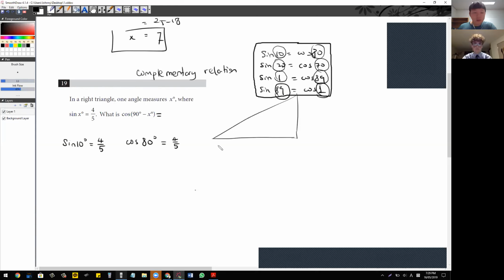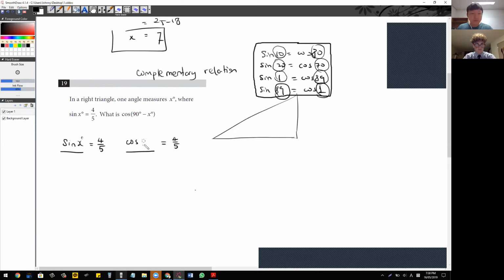Let's suppose that instead of x, I've got sine of 10, and say sine of 10 equals 4 over 5. Then cosine of 80 will be 4 over 5 as well, because they add up to 90. This is actually not true: sine of 10 is not 4 over 5. We just don't know what this is. Sine of some angle is 4 over 5.